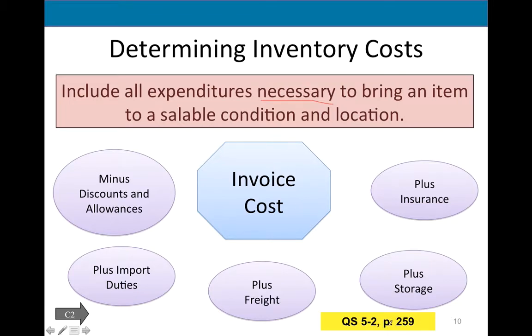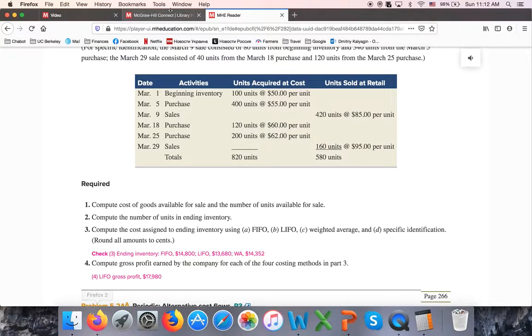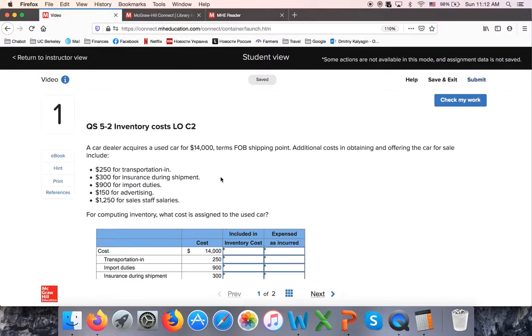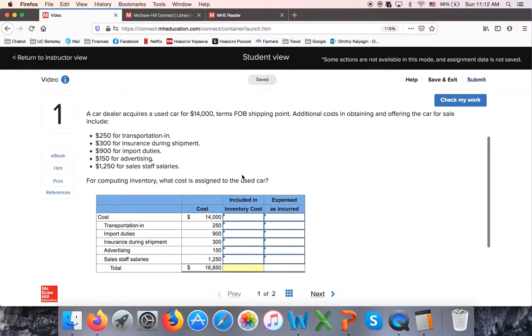So let's go to page 259. Page 259, Quick Study 5-2. I think I have it ready right here. A car dealer acquires a used car for $14,000, terms FOB shipping point. So we, the car dealer, the buyer, have to pay for freight. Under FOB shipping point, the buyer pays for freight, which is transportation, as well as for insurance while in transit. Additional costs in obtaining and offering the car for sale include these examples, and we have to classify them.